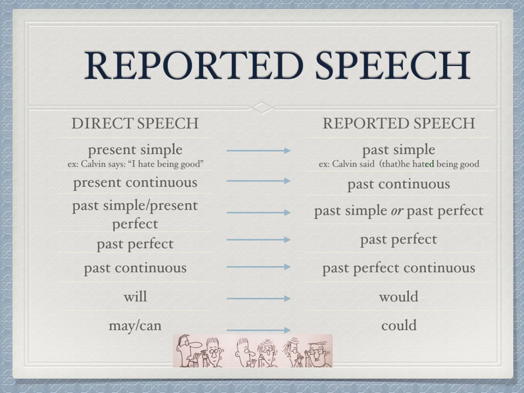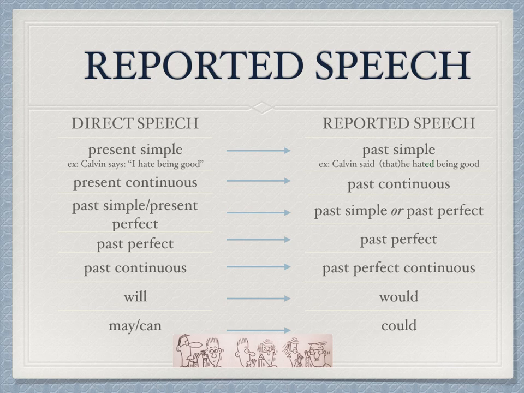If I have a present simple as in the previous example, I will use the past simple in the reported speech. If I have the present continuous, I will change it into past continuous. If my sentence uses a past simple or a present perfect, when I report the sentence, I will use the past simple or past perfect. And if I already use a past perfect in a sentence, when I report it, I'll use the past perfect. And if my sentence is in the past continuous, I will report it using the past perfect continuous.